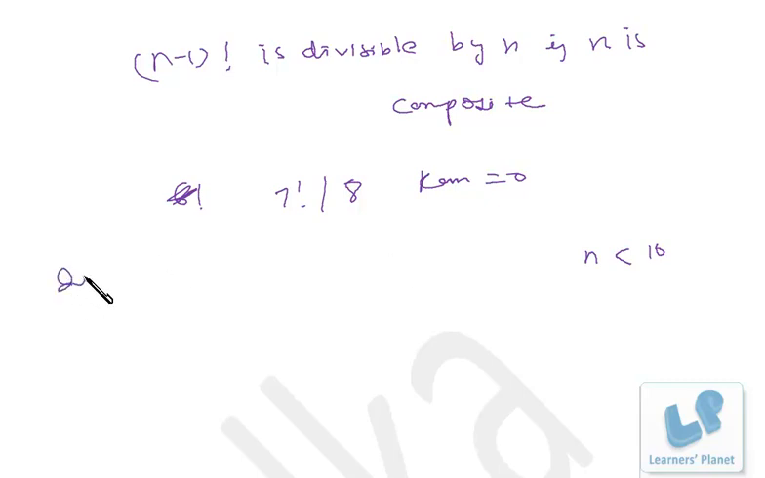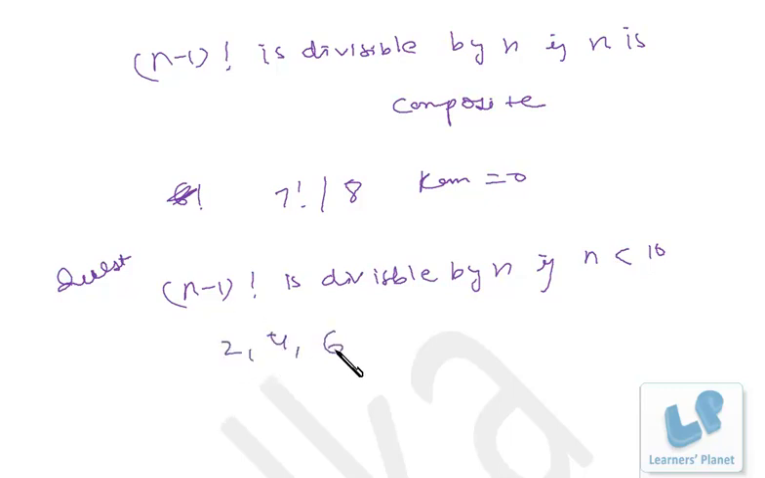The question: (n minus 1)! is divisible by n, and if n is less than 10, how many values can n take, right? So all the composite numbers less than 10 can be chosen. So make a list: 4, 6, 8 and 9. I'm sorry, we cannot choose 2 as it is a prime number. So we have 4 values. In all the 4 cases, (n minus 1)! is divisible by n.